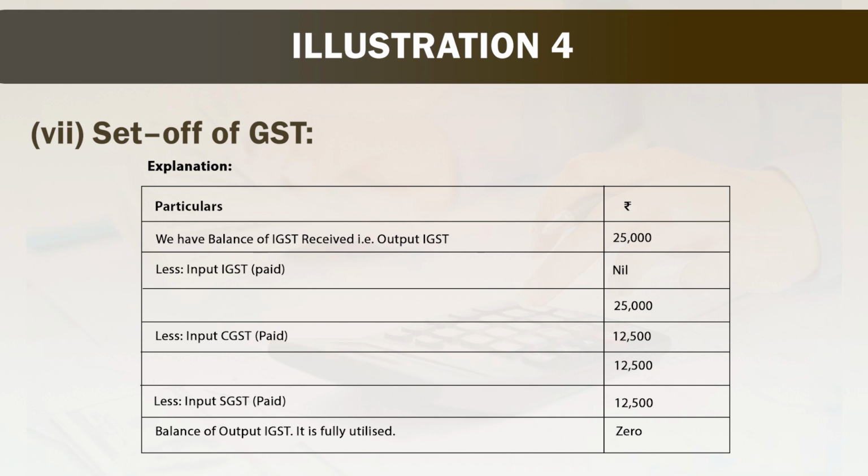Then after, if you have any input CGST paid, that is to be deducted. Yes, we do have 12,500, so we will deduct 12,500. Now, the remaining balance is 12,500, and according to the order, last you can deduct from the balance input SGST if any. Yes, we do have rupees 12,500, so we will deduct 12,500. So ultimately, the balance of output GST is fully utilized and the balance is 0.